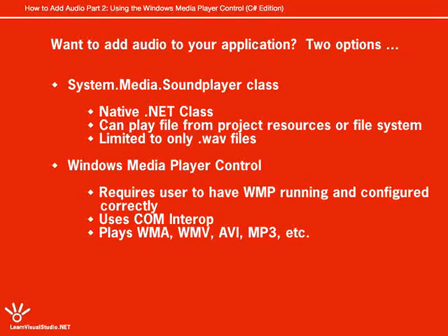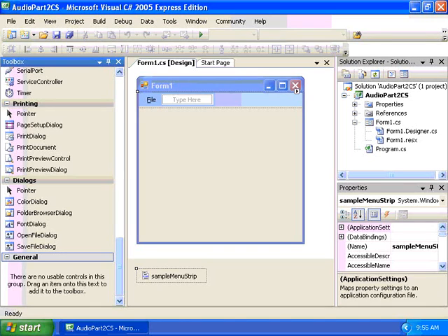The Windows Media Player control relies on the existence of the Windows Media Player being installed and in working order on the user's computer, which unfortunately is not always a safe assumption. To demonstrate how to use the Windows Media Player control, I've created a second project called Audio Part 2 CS.